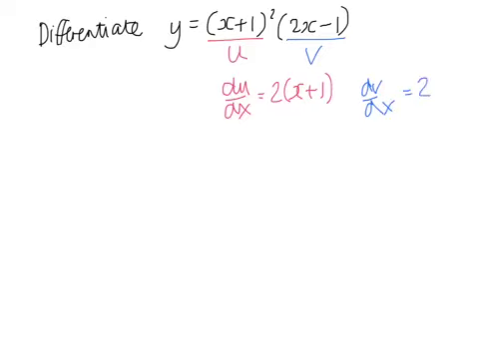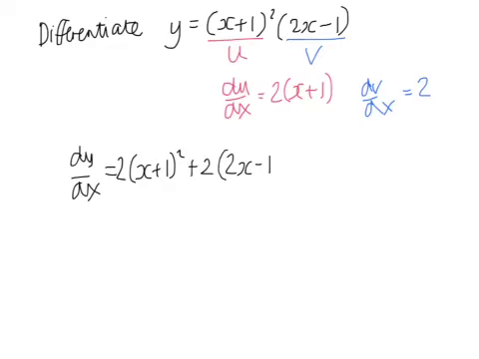And then similarly, for dv, we don't need to use the chain rule here, it's just 2. Okay, so dy by dx is going to be u, x plus 1 squared, multiplied by dv by dx, which is just 2, I'll put that at the front, and then v, 2x minus 1, multiplied by du by dx, I'll put the 2 at the front, and the x plus 1 here.